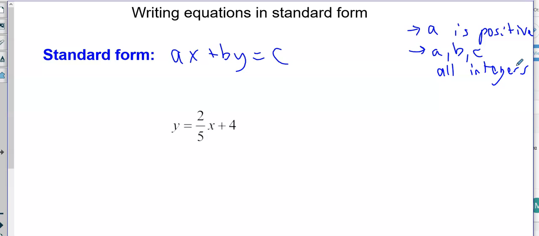So let's try to get this in the right form. You notice that the x term is on the right-hand side of the equation, so I'm going to try to get that over to the left-hand side. I'm going to subtract 2/5 x from both sides.